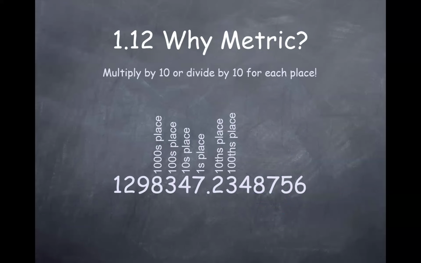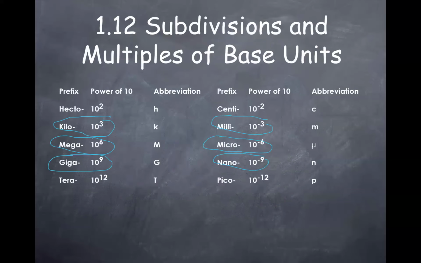Why do we use metric? Well, in case we have a big number, it's going to be hard to write. So what we're going to do is multiply by 10 or divide by 10 for each place. Having that, we can have multiples of base units.